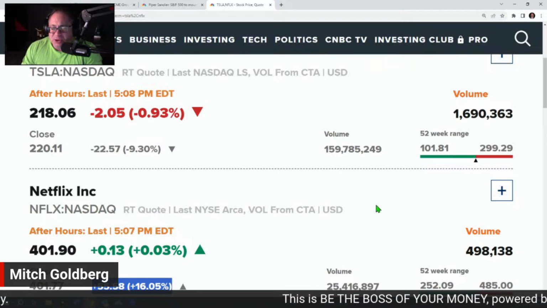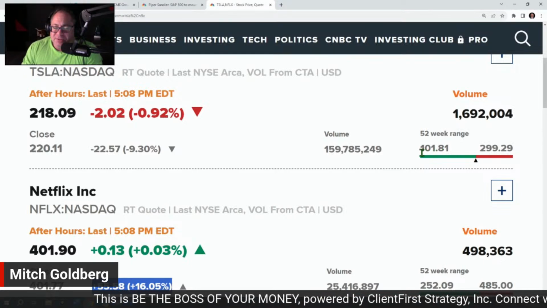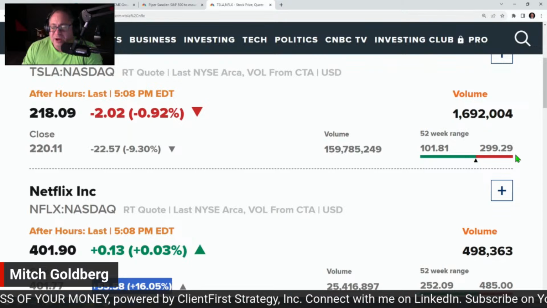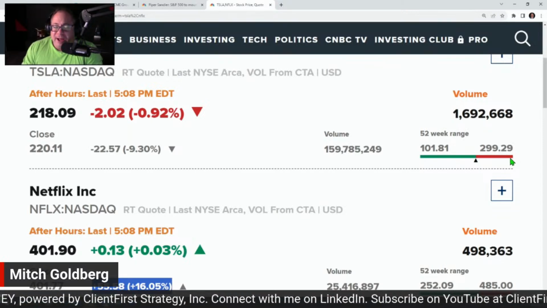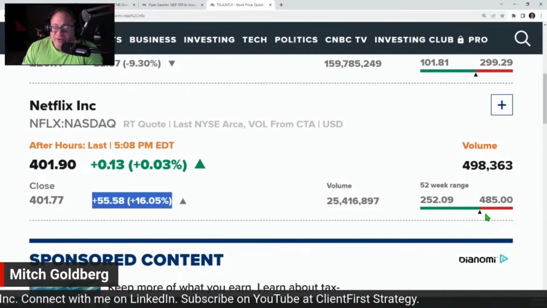The stock had been sold down a lot. But if you look where Netflix is, you see this line over here. That's the left, the green 101 to 299. That's the 52-week high and low. It's come down a lot since hitting that $300 mark. And even though Netflix was up quite a bit today, they're still down a lot from their high too.